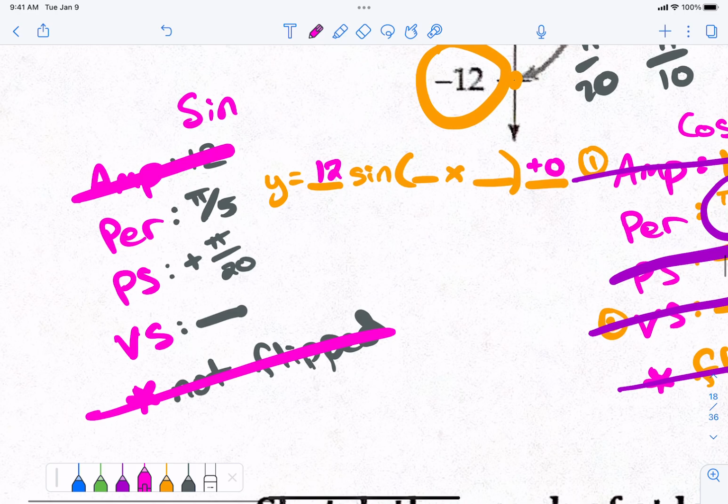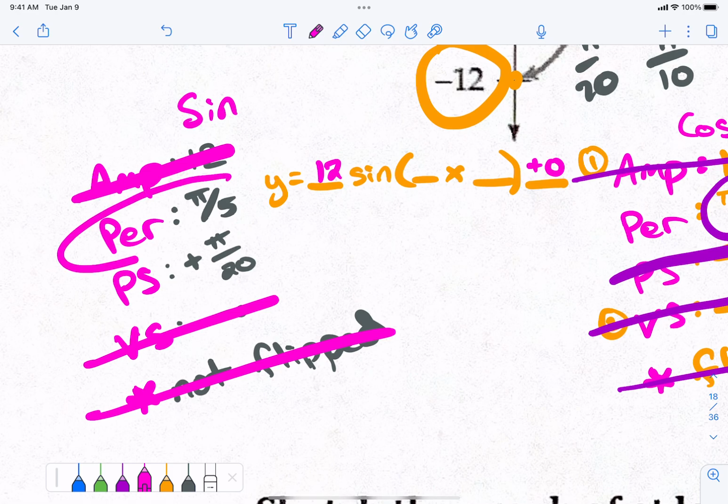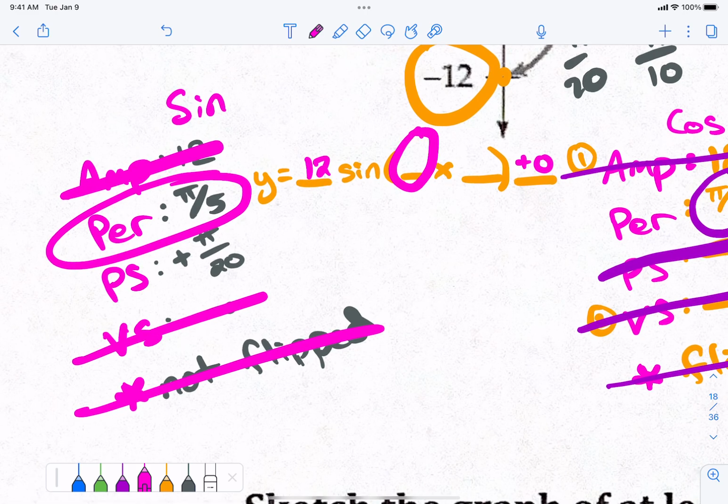Okay, so vertical shift is 0, so he's plus 0 there. We know the period already. If the period is pi over 5, what did we put for our b value before? 10. So that's going to stay the same. We've already done it, so work smarter, not harder. And then the last thing we need to do is phase shift.